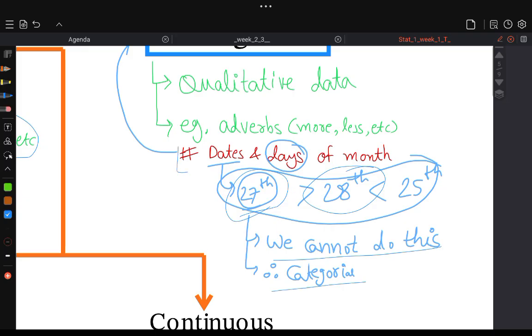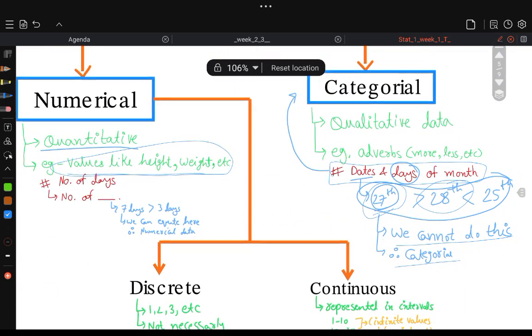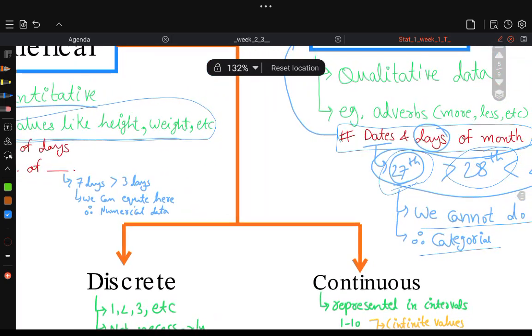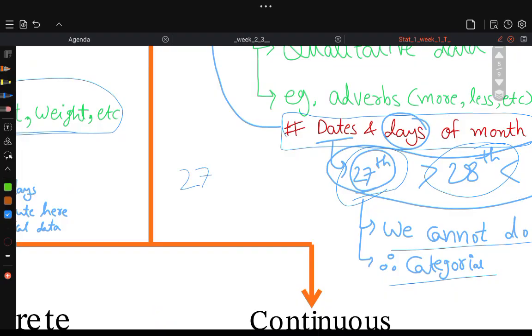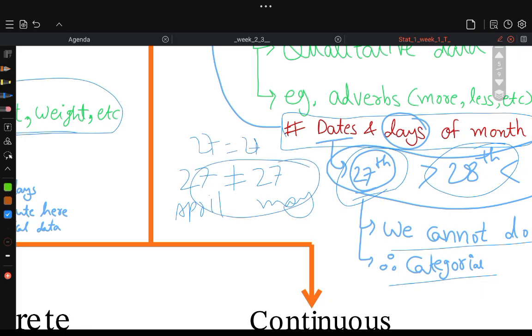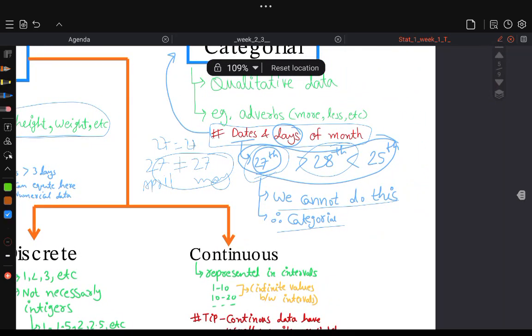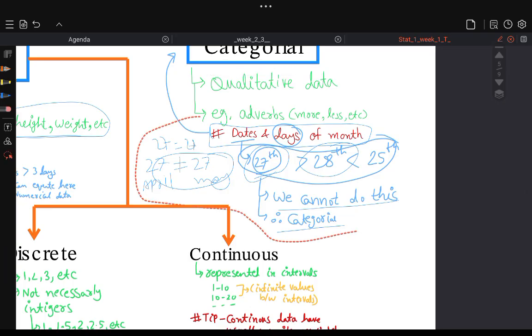So it is an important example. If a person is not capable of doing it, they can get the question wrong in the examination, so you should remember this example. See, what is the basic difference? 27 doesn't equal 27, like it is the 27th of April, it is 27th of May. They are not equal. By looking at the number we can say 27 equals 27, but this doesn't make any sense for the days. That's why they are categorical, not numerical. This is the basic difference I was trying to say.